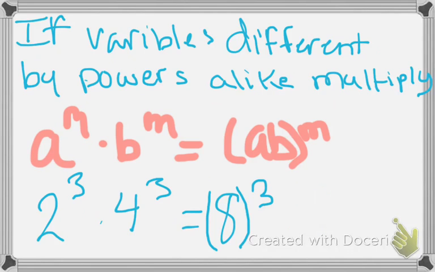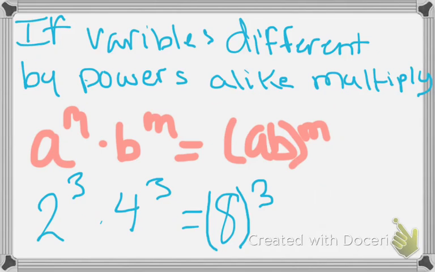The next rule states if the variables are different, but the powers are alike, you will multiply. The first example is a to the power of m times b to the power of m. Because the variables are different, you will multiply them. So you multiply the a times the b. But because the exponent or the power is alike, it will be carried over. And your answer will be a times b to the power of m.